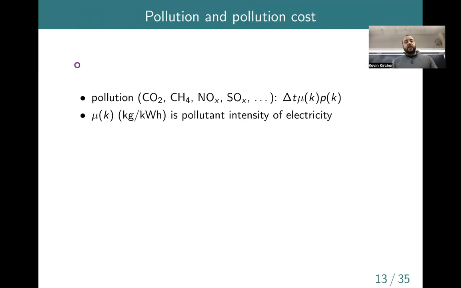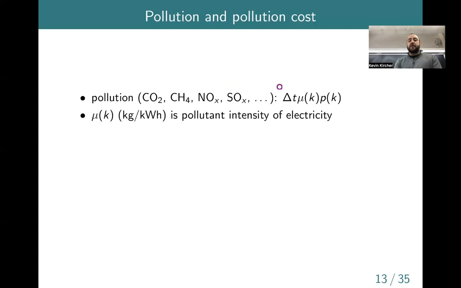Okay, so that's energy and the cost of energy. We can also talk about pollution. There are various pollutants that we might care about: carbon dioxide, maybe being emitted by power plants; methane, maybe being leaked from natural gas infrastructure; also oxides of nitrogen and sulfur, which are air pollution that can have pretty detrimental effects on folks' respiratory health.